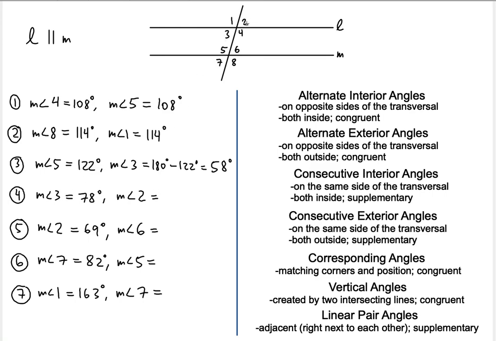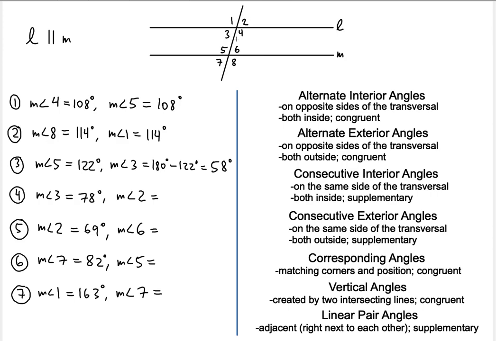Now, let's talk about 3 and 2. What is the relation between 3 and 2? That's fairly easy. They're on different sides of the transversal, and they share the same vertex. So that must be vertical angles. And notice that they're not adjacent, they're not next to each other. 3 and 2 are not next to each other. Like 1 and 3 are next to each other, 1 and 2 are next to each other, but 3 and 2 are not. They're mirror images of each other, and they share the same vertex.